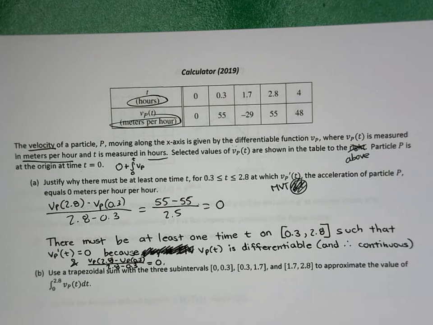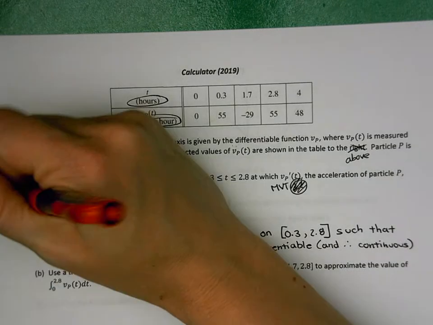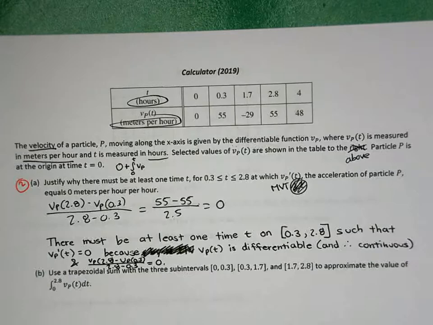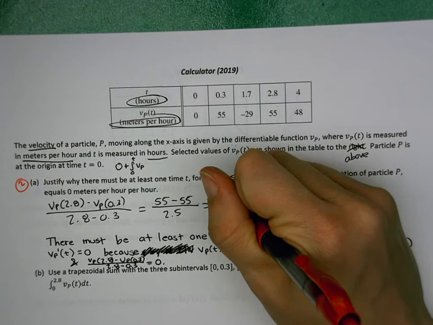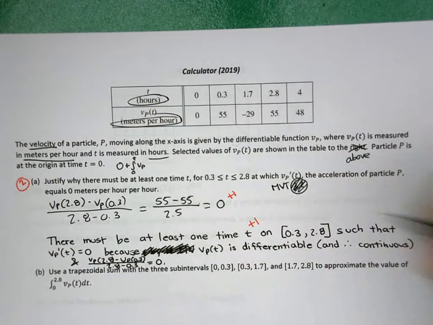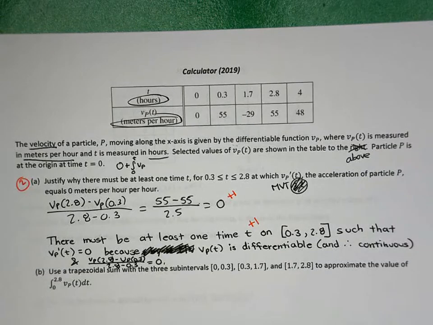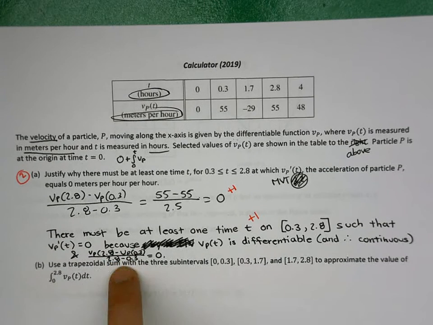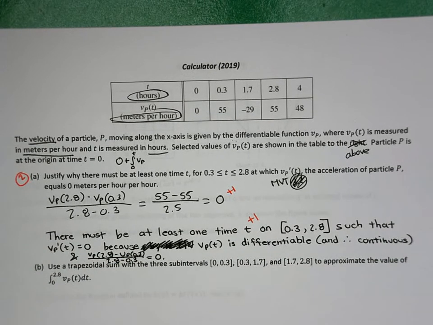This particular one was worth 2 points. The first point was for finding where that 0 could potentially exist, and the second was for your justification using MVT. Again, you did not have to write the name MVT, but you did need to state that you are differentiable and continuous, and that where the f of b minus f of a over b minus a existed.